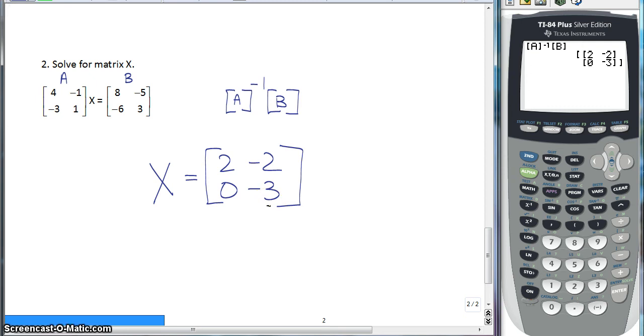And that's a little hint of how we are going to be using matrices to solve a 3x3 system, even a 4x4 system, a system of any size, using inverse matrices.